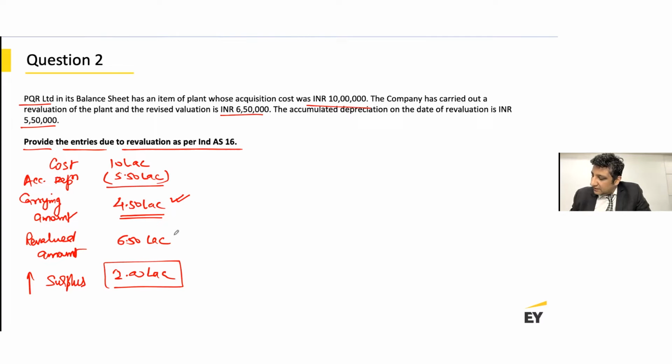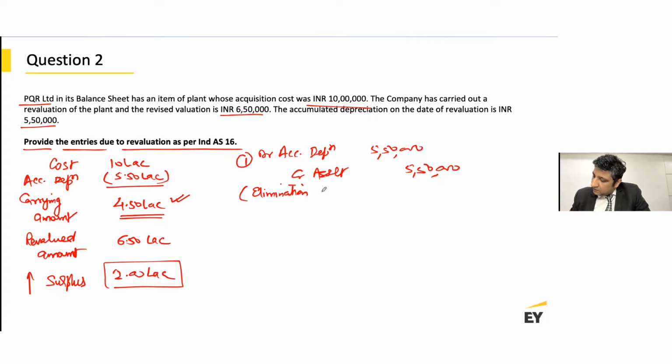So the entries would be, the first transaction that I need to do is, I would say, reduce the value of the asset by 5,50,000 rupees, and I would eliminate the accumulated depreciation to the extent of 5,50,000 rupees, right? The narration would be simple: elimination of accumulated depreciation, which is 5.5 lakh rupees.